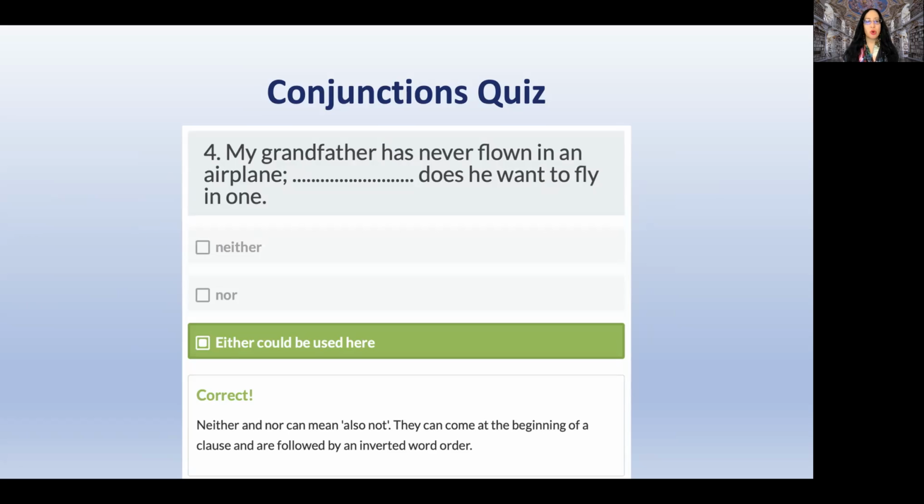Okay, so neither and nor can mean also not. They can come at the beginning of a clause or are followed by an inverted word order, meaning we can change the clauses, okay? Meaning we can say, neither does he want to fly in one. My grandfather's never flown in an airplane. But it makes a little bit more sense if we say, my grandfather has never flown in an airplane; to complete the thought, you use a semicolon. Neither or nor does he want to fly in one. Try practicing it. We can break it down in 2 sentences, or we can make it in a conjunction format.